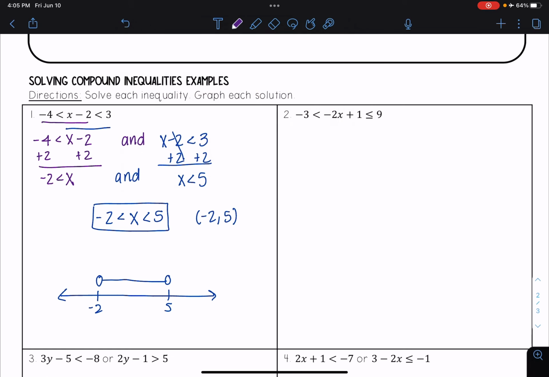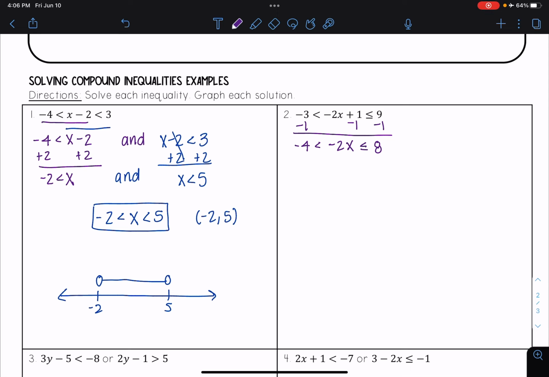Another method is to go ahead and leave it in this format and solve it kind of like you would for a normal equation, but now instead of just one inequality, there's two. So when I'm isolating this x, I want to first subtract the 1 like we would if this was a normal equation. But when I'm subtracting the 1, I need to subtract it from both sides. So I need to subtract it from the 9, and I need to subtract it from the negative 3. So I have negative 3 minus 1, I get negative 4 is less than negative 2x, which is less than or equal to 9 minus 1, which is 8.